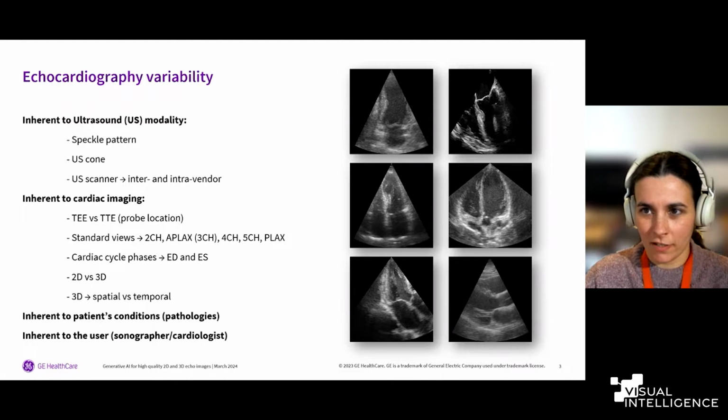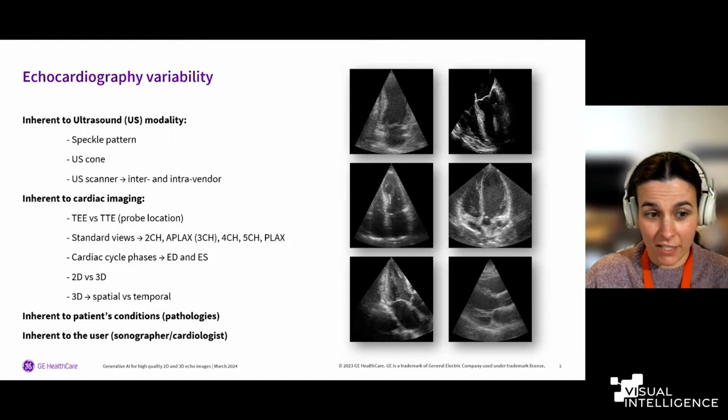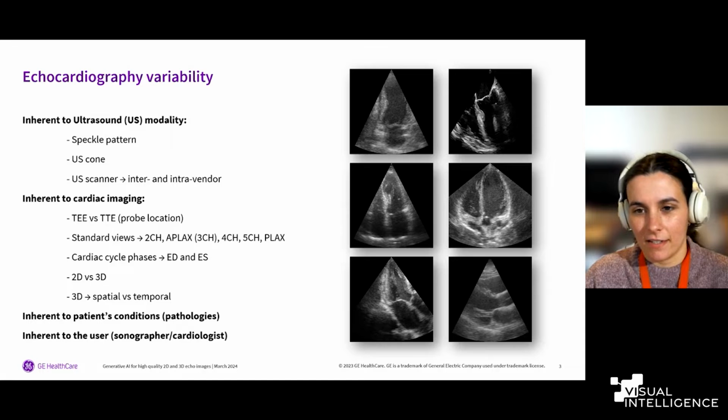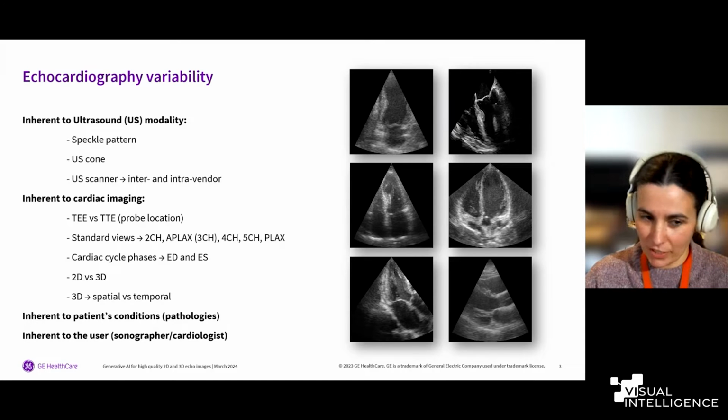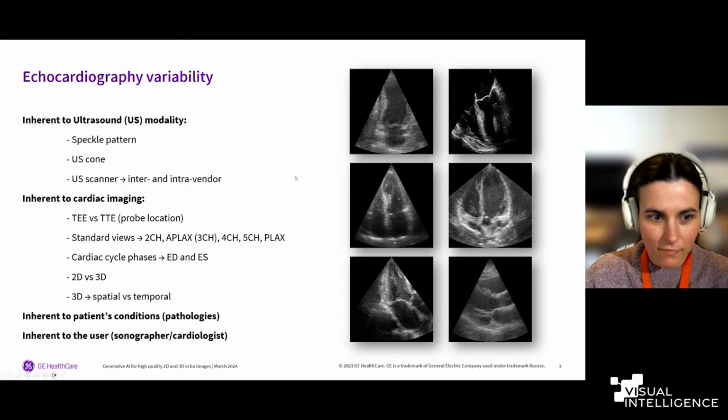And then, as I said, the heart is moving, so it is beating. So there is a cardiac cycle where the heart looks very different between the moving stages. And then there is 2D imaging and 3D imaging. And inside the 3D imaging, there is spatial versus temporal. So the third dimension can be time, but time can also be a fourth dimension. So all these add to the problem of having curated data sets that reflect the variability that is present in society.